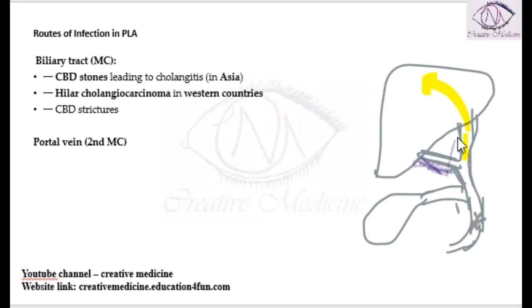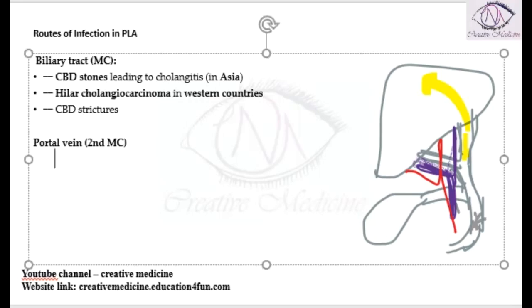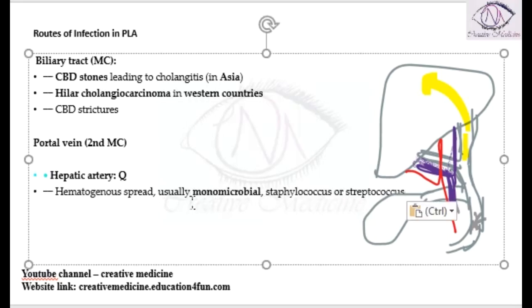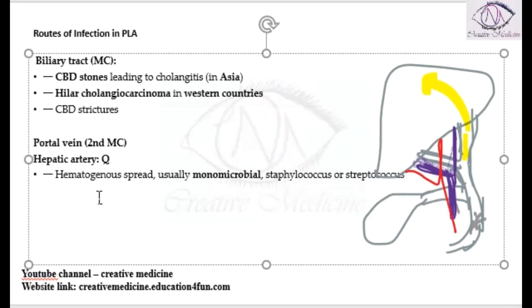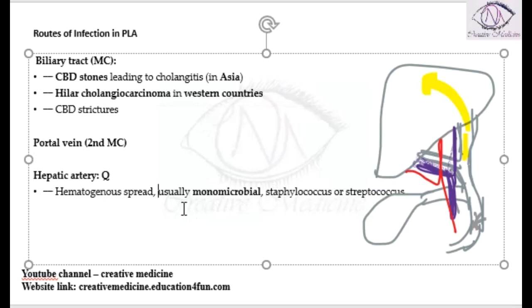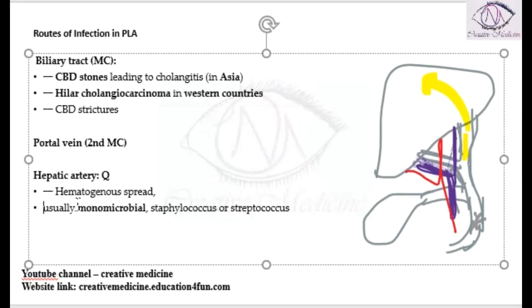So the portal vein can be a mode of infection in pyogenic liver abscess, and the hepatic artery is also a route of infection. The third common type of spread is by the hepatic vein. Now the hepatic artery route is mainly through hematogenous spread from infectious foci that can be anywhere in the body, but through the blood route, it can reach the liver.